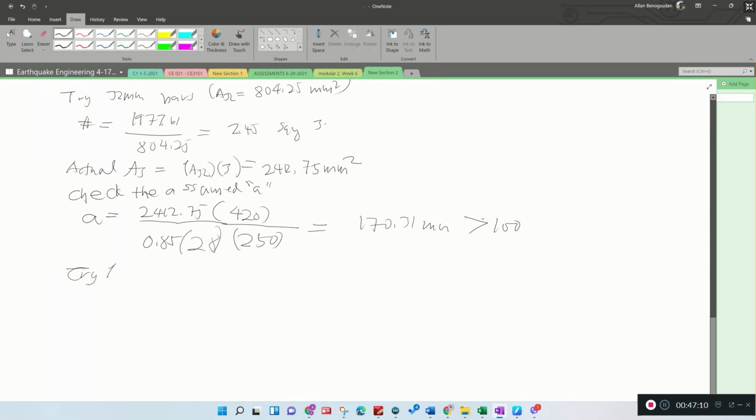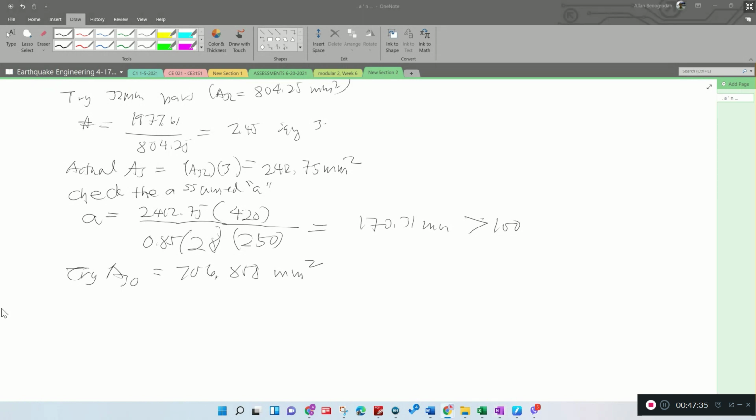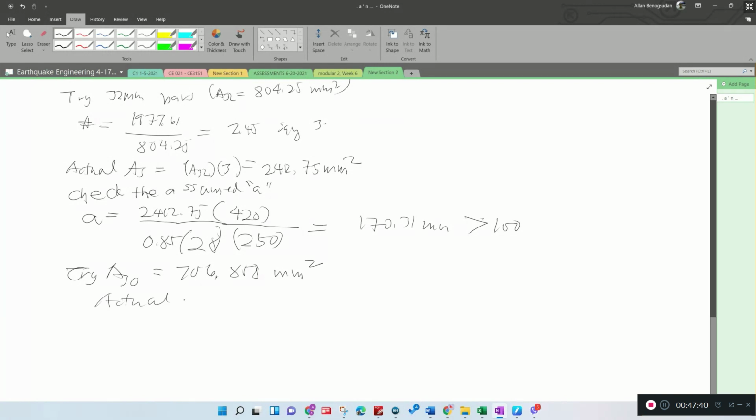Try 830, for example. If this one will do, then this one will do. This is the process that I'm showing to you, that I think you can learn something from. So 706.858, then actual AS, I think you know already how to do that. I just have to go directly, 0.58 mm squared.